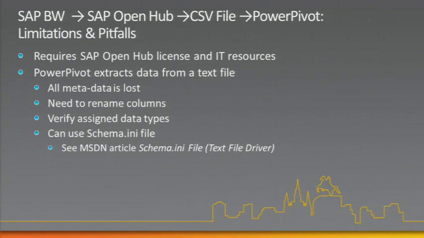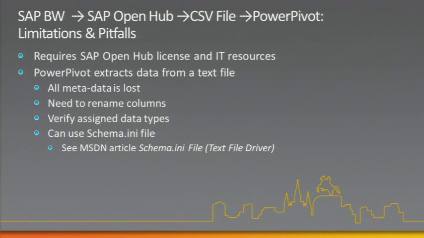So the limitations and pitfalls of this scenario. You've got to get the OpenHub license. You've got to have the IT resources that know how to do that. Both of those are expensive. Power Pivot imports data from a text file. I think about the only thing worse than getting data out of a text file is getting it out of Excel.